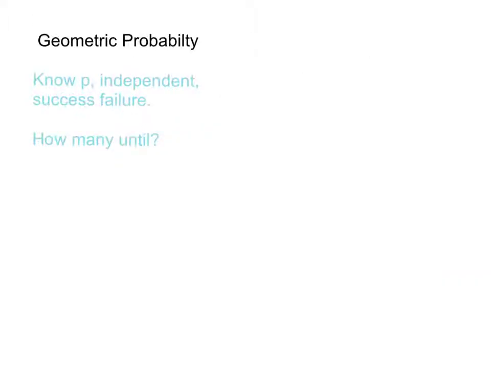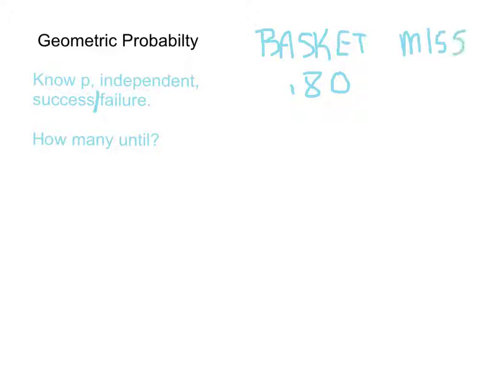Geometric probabilities, you know the probability, they're independent, and it's a success or failure question. What that means is it could be like, I make a basket, let's say I'm actually fairly decent at this, and the probability I make a basket is 80%, and the probability that I miss the basket is 20%. So I either make it or I miss it. It has to have two options. It can't be like blue eyes, green eyes, brown eyes. It can't be red M&Ms, yellow M&Ms, green M&Ms, blue M&Ms. It can only be success, failure.